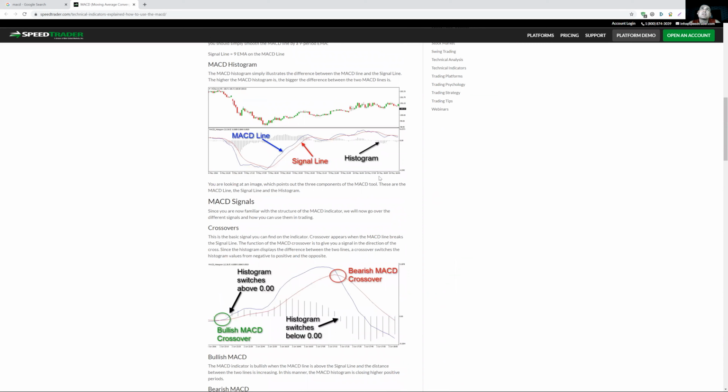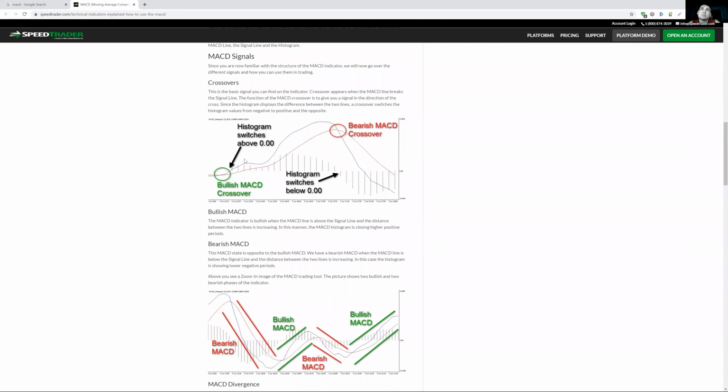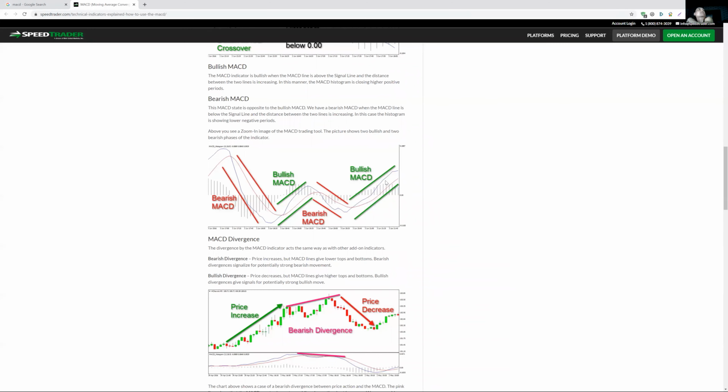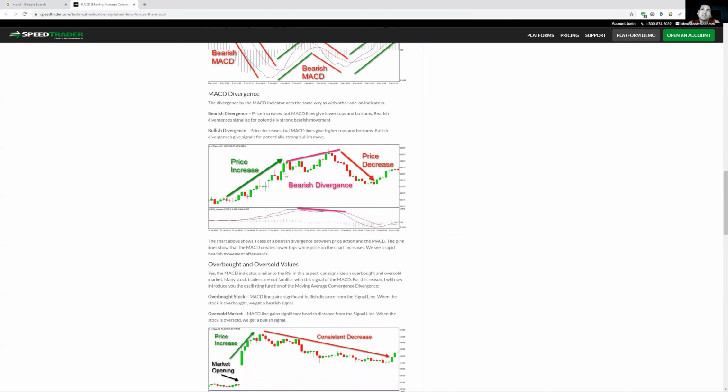What other lines do they have here? Histogram switches, see this? You had a crossover of that line over this line, a bullish crossover, and then a bearish crossover right there. Sometimes the indicators are not going to catch up to the speed of the prices. Sometimes they're lagging, so that happens often. You see a bearish MACD, bullish MACD, price increase, bearish divergence. See this? The price is going up and still going, but the divergence is getting lower, and the price eventually decreased.